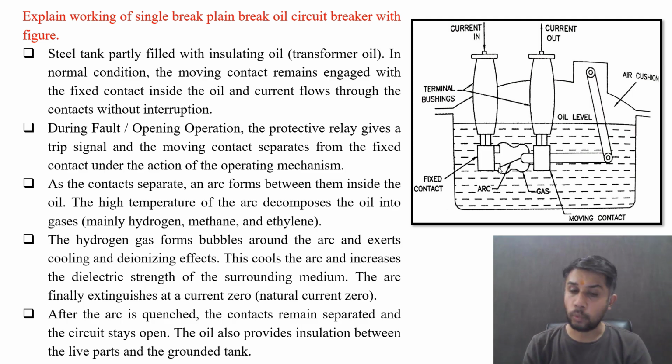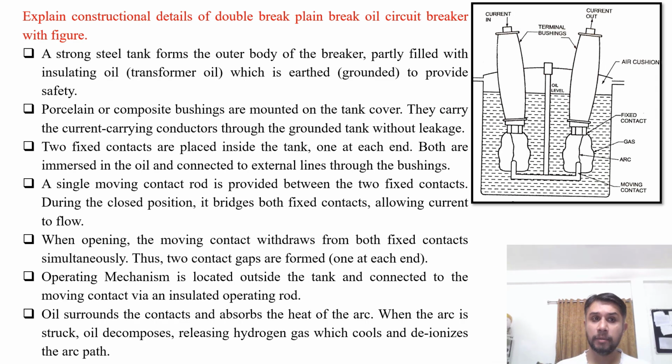After the arc is quenched, the contacts remain separated and the circuit stays open. The oil also provides insulation between the live parts and the grounded tank. So this is how the working of the single break, plain break oil circuit breaker can be understood. Explain constructional details of double break, plain break oil circuit breaker with a proper figure.